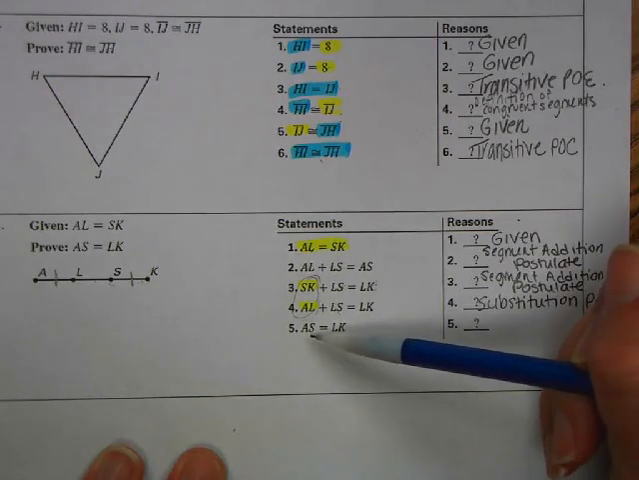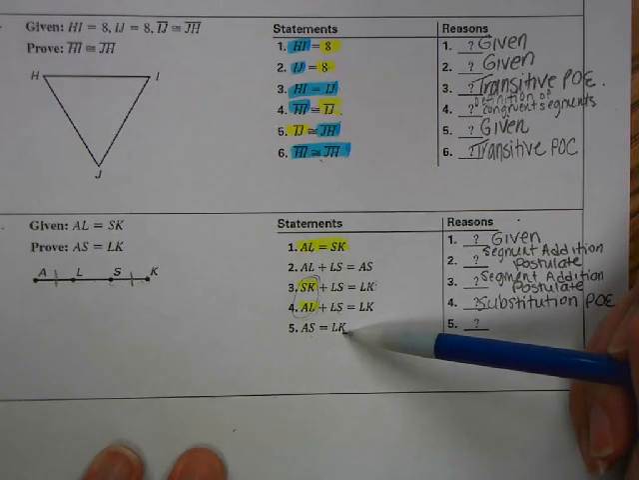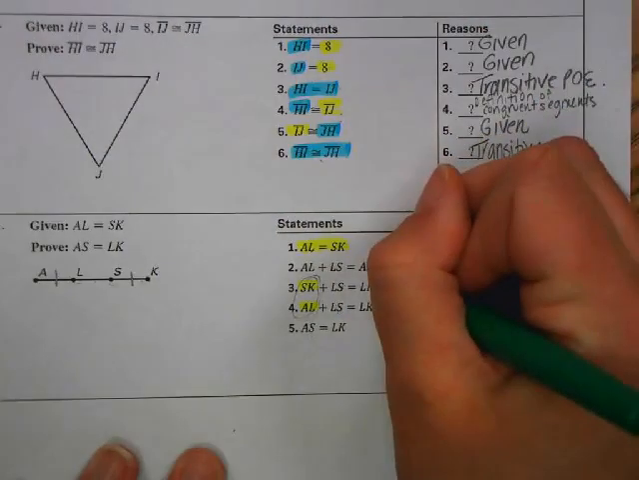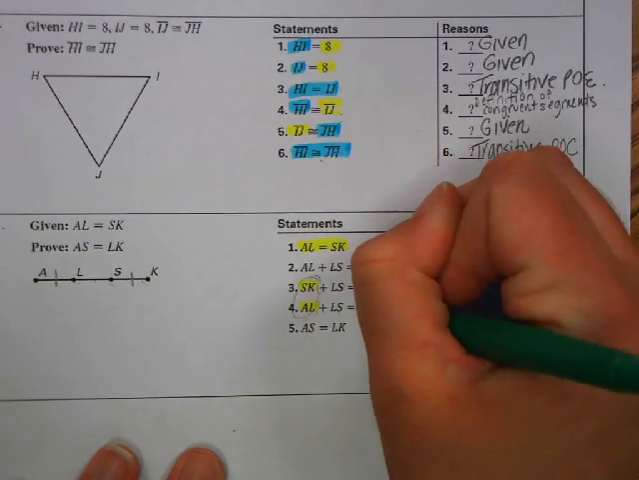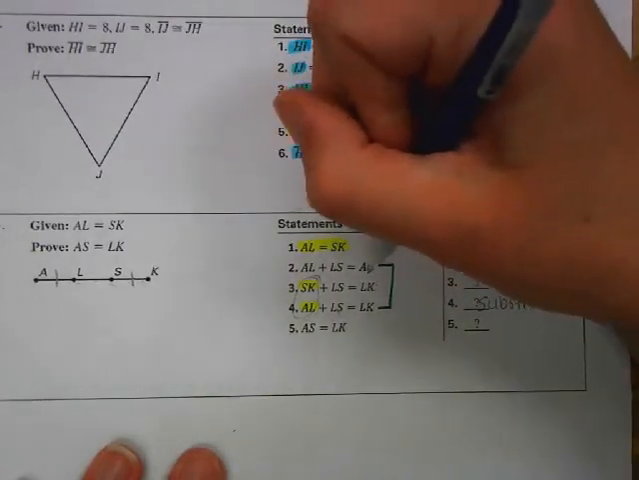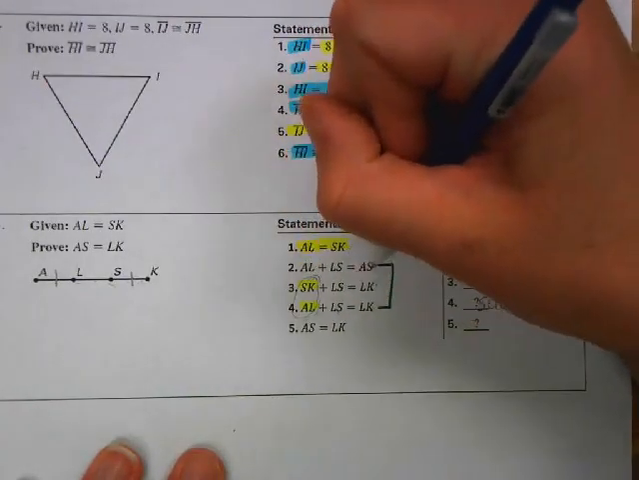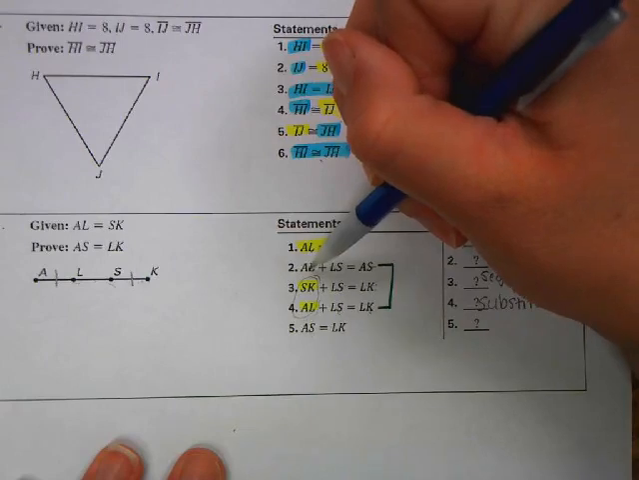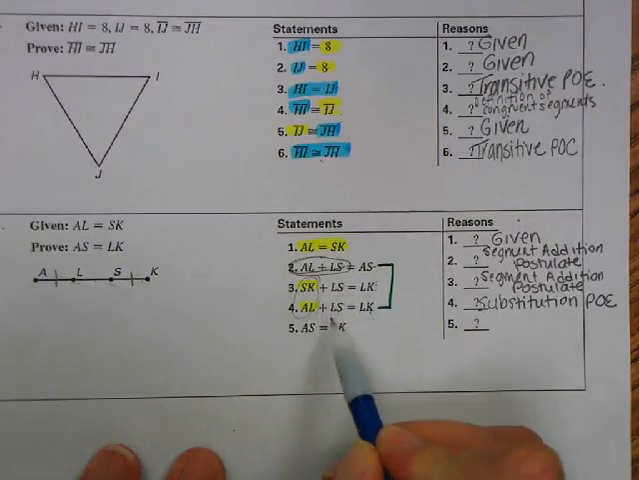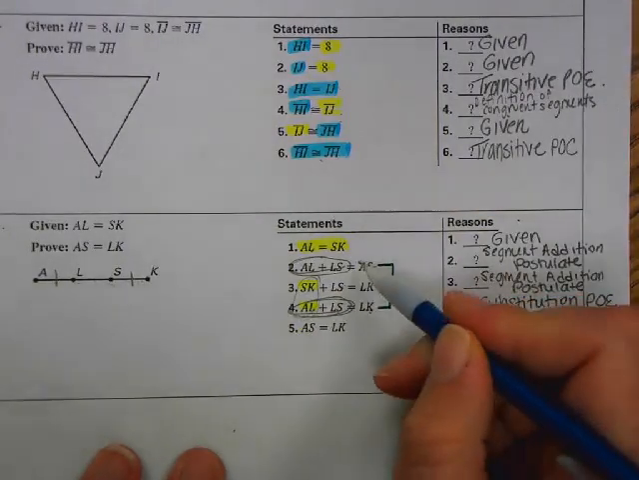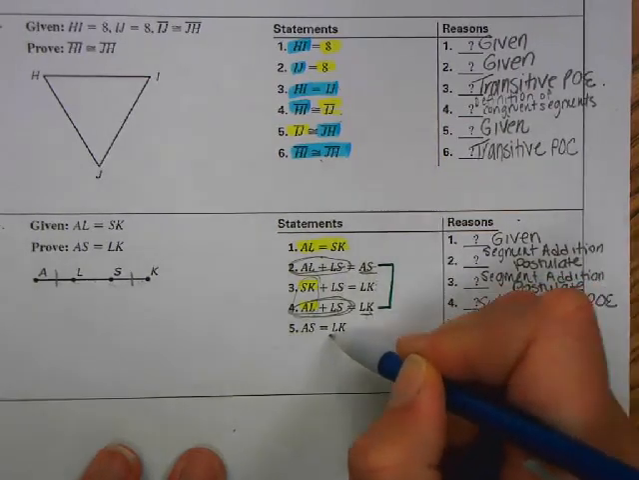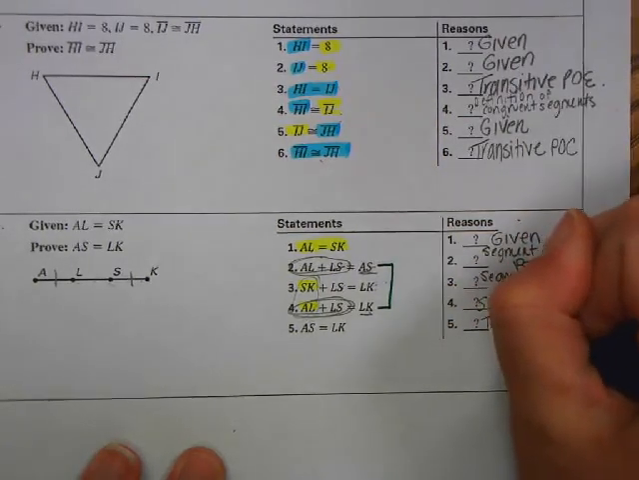So now we can say AS equals LK. And I'm going to get another color here. I'm going to use green. So that's a combination of 2 and 4. So notice that in 2 and 4, both AS and LK have a sum of AL plus LS. So notice that their sums are identical. They're both AL plus LS. So if they both equal AL plus LS, then they must equal each other. So that's that transitive property again.